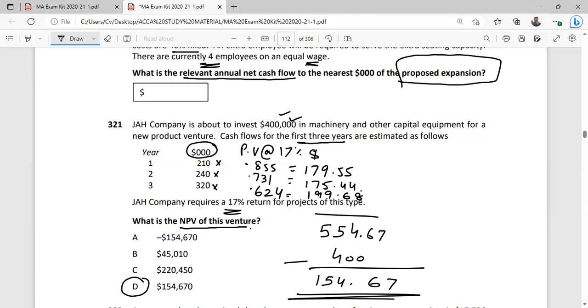But once again, someone calculates this value. After calculation of this value, he writes on the calculator 400,000 minus 554. So you will get the answer of what? You will get the answer in negative.